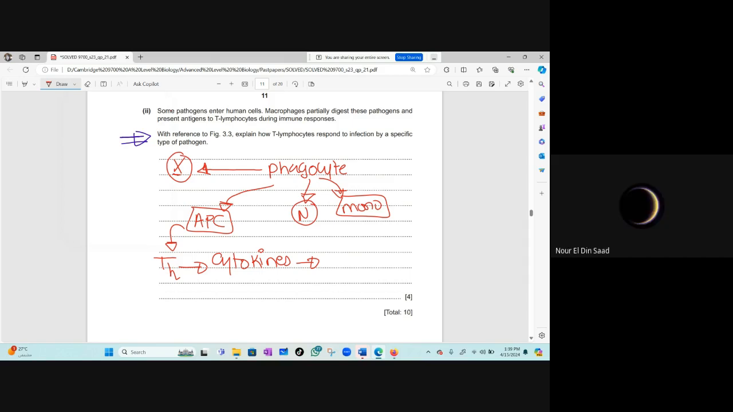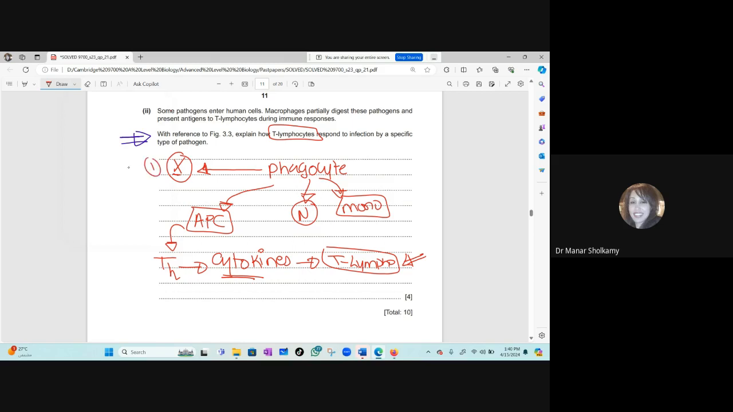The cytokines, they will form... they undergo clonal expansion. Yes, these cytokines will activate the T lymphocytes or the B lymphocytes or more macrophages. In this case, we're talking about T lymphocytes. Here, the T lymphocytes will become activated. Which one undergoes clonal expansion? The T lymphocyte here. Okay. So the clonal selection and clonal expansion actually happens after the phagocytosis.